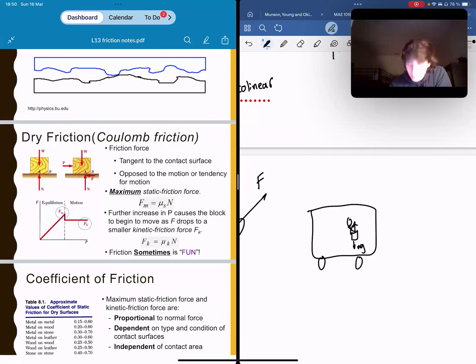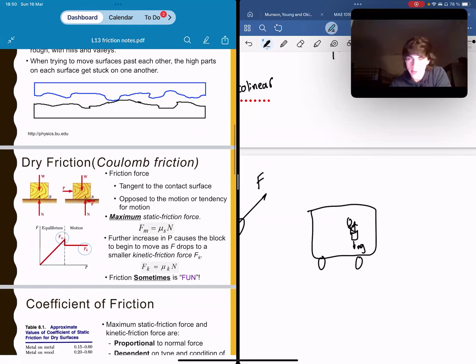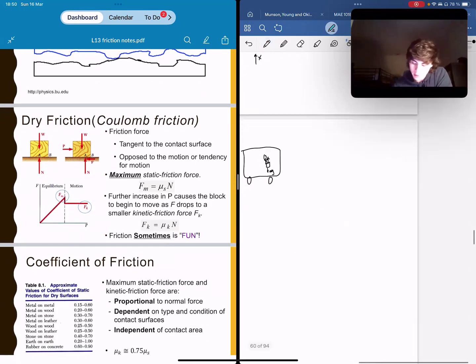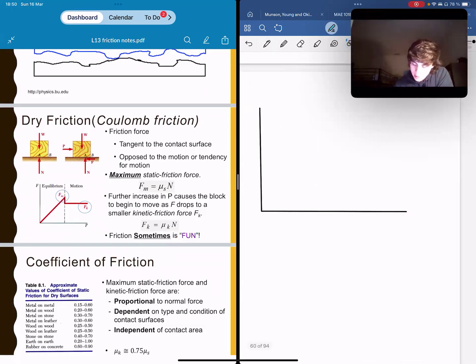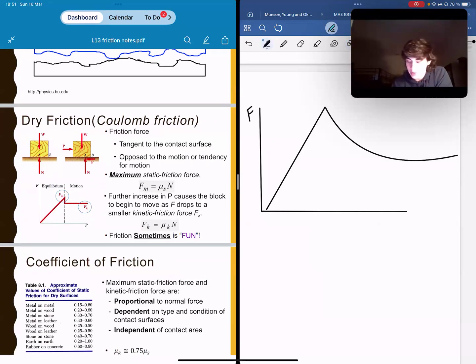So the professor said in class, friction sometimes is fun. Why is it sometimes fun? Because we have two types of friction, right? So if this is the force applied to a surface, we have a peak and then an exponential decline that goes tangent to a given horizontal line. This part of the friction curve is defined as mu s N, right?